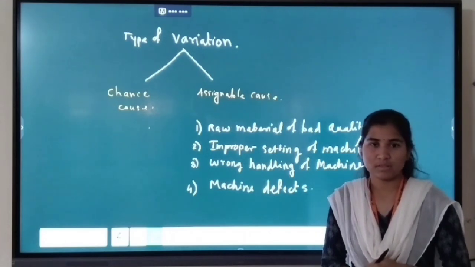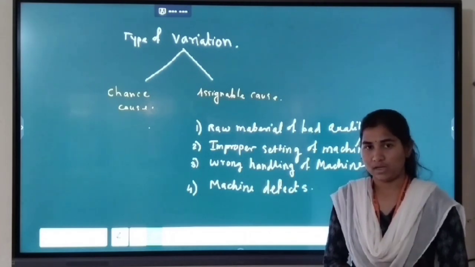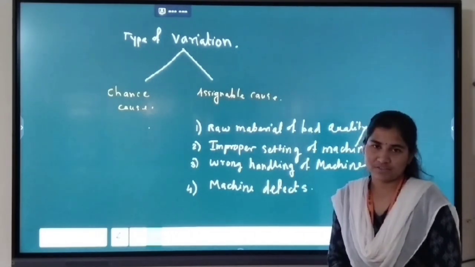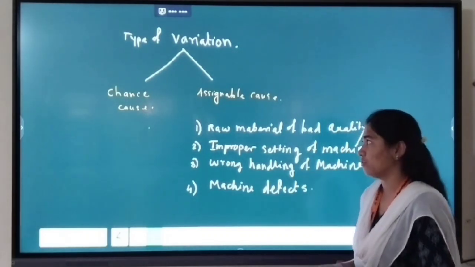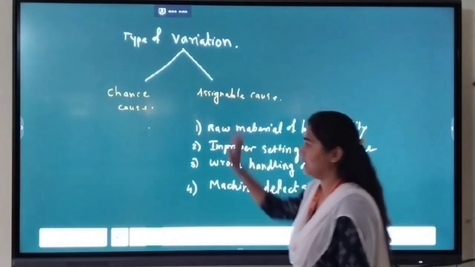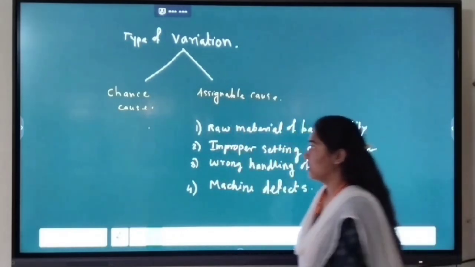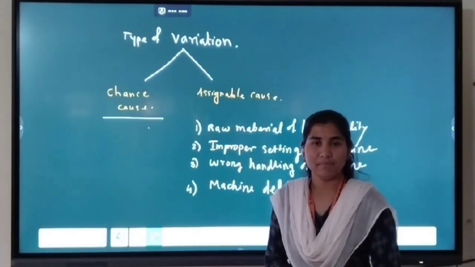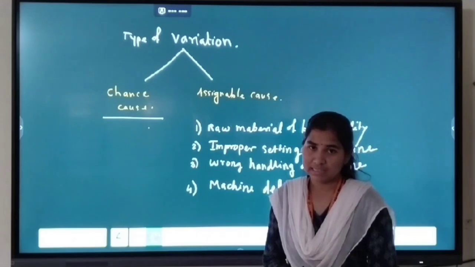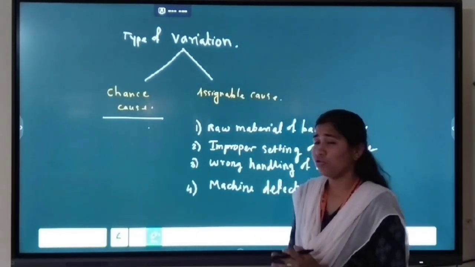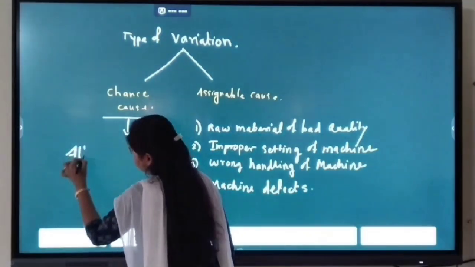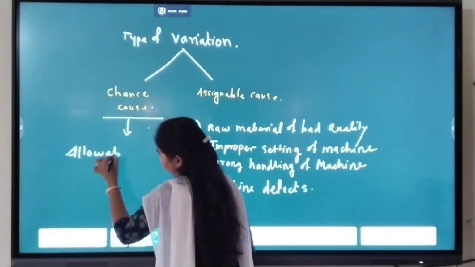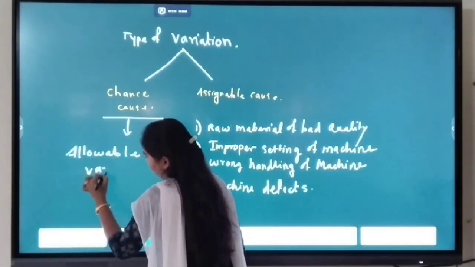But it is not possible due to some types of variation. The variations in the manufacturing process are present due to two types of causes. First one is chance cause and second one is assignable cause. Chance cause is a random type of variation which is inherent and cannot be prevented, so it is also known as allowable variation.